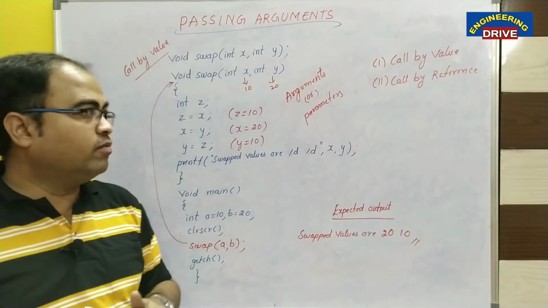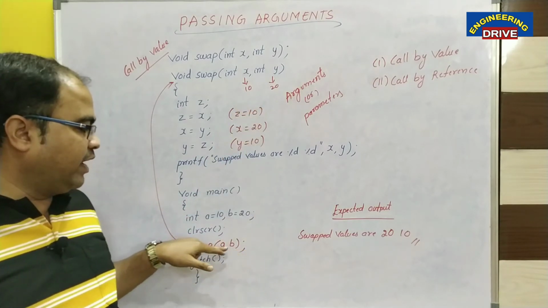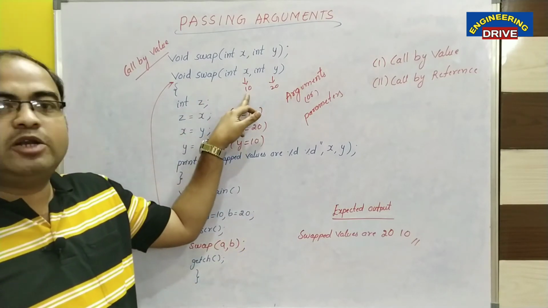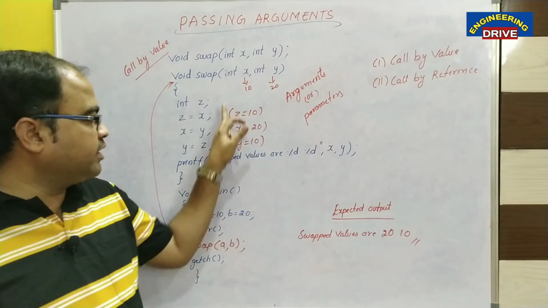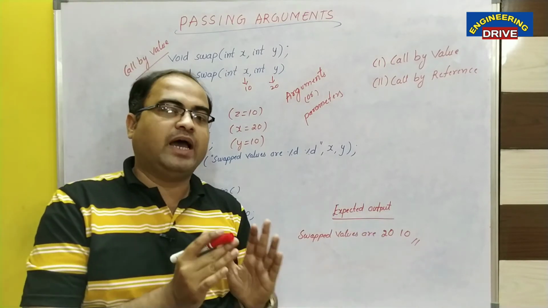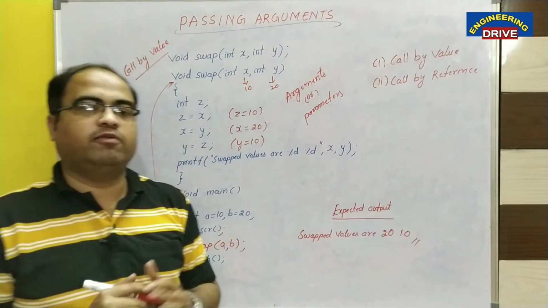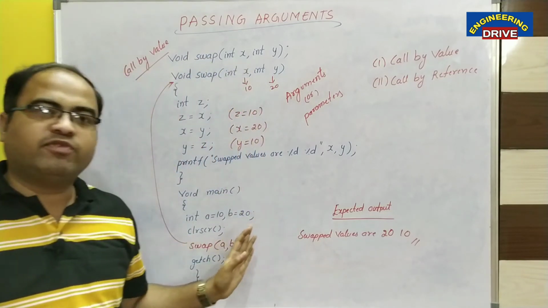Which means once the values have been passed to the swap function, what is the value of x at that time? 10. What is the value of y? 20. But after the swap function, we got 20 and 10, which means values have been swapped successfully. Values have been exchanged successfully. So this is how this user defined function will work.